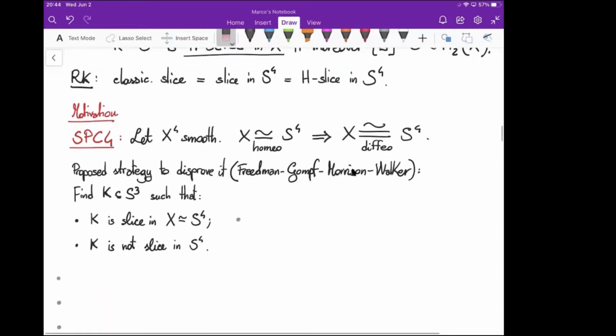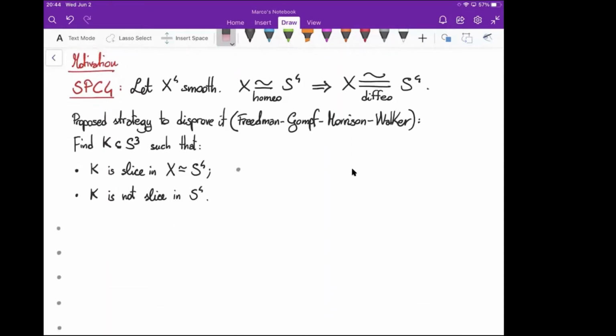The idea is the following. If you can find a knot K that is slice in some four-manifold X homeomorphic to S4, but is not classically slice, so it's not slice in S4, well, then that means that the two manifolds X and S4 cannot be diffeomorphic to each other. Otherwise, either the knot would be slice in both or not slice in both. And if such a manifold exists, it is called an exotic four-sphere. So again, for the moment, we do not know if exotic four-spheres exist.